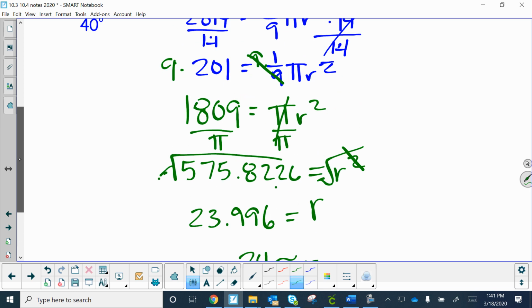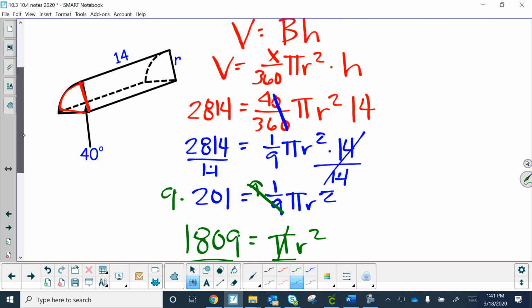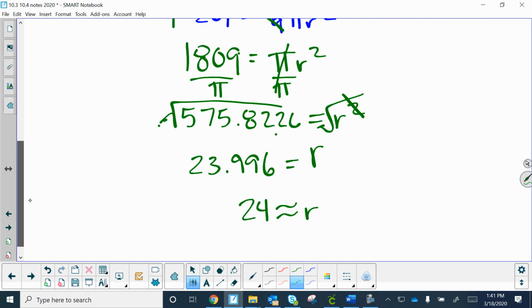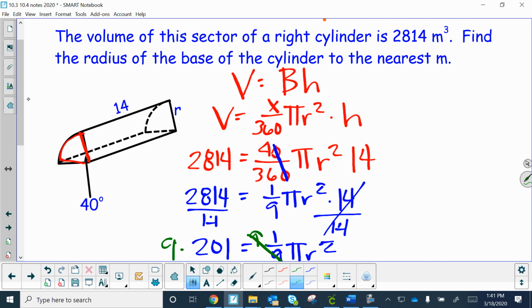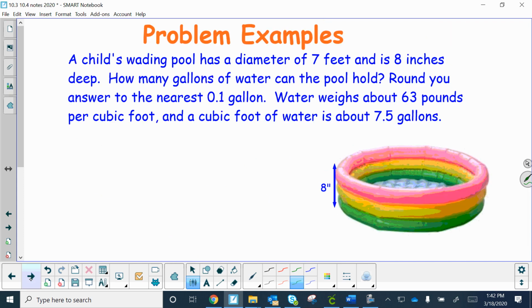And there we go. So the radius is 24. So that's a tough one. You had to figure out what capital B represented. And in this case, capital B was a sector. So maybe we should write that down. This was a sector. So you had to remember how to find the area of a sector. Okay, that's a tough one. Let's move on to the next.